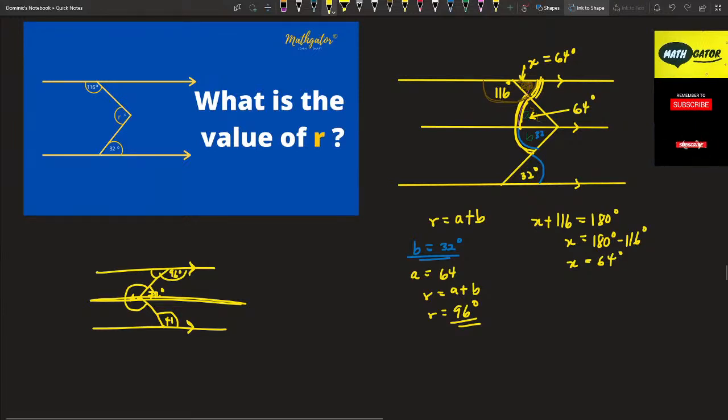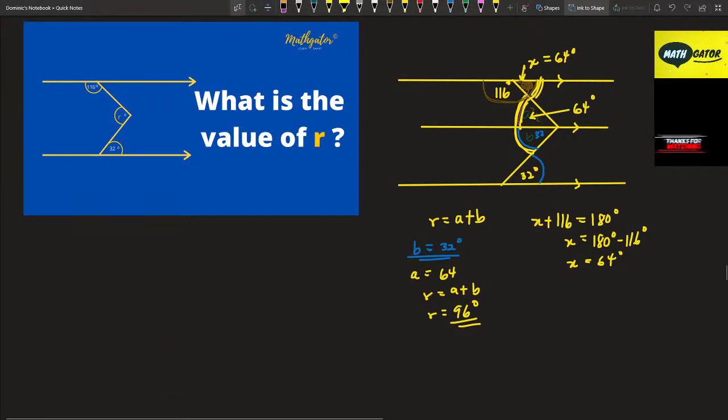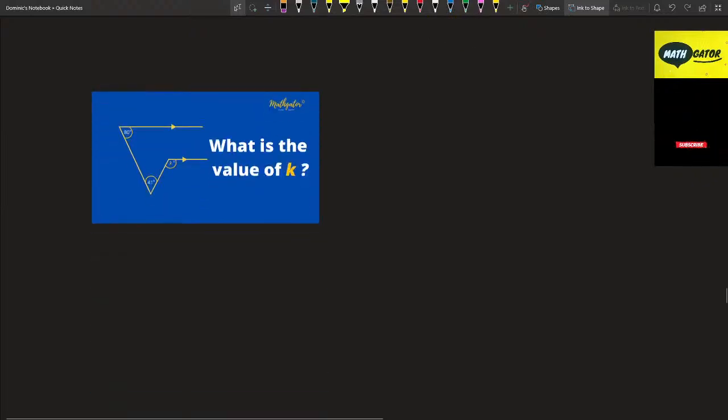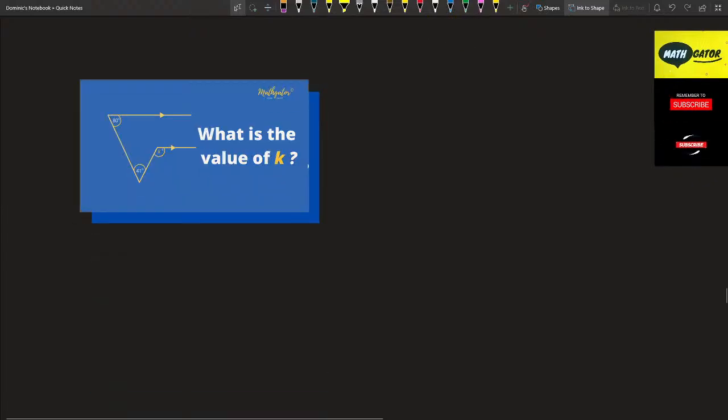So this kind of question is actually easy, but the first-time look makes it very difficult to digest. Let's move to the next example, and this example is also an angle question.